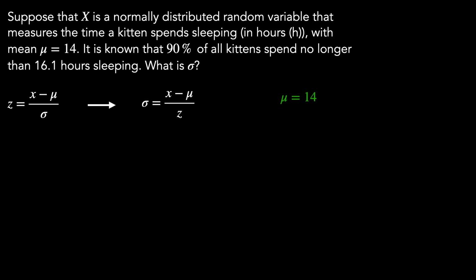So we know mu is 14. We know x is 16.1. But we don't know what z is. So z is what we need to find. How are we going to do that?